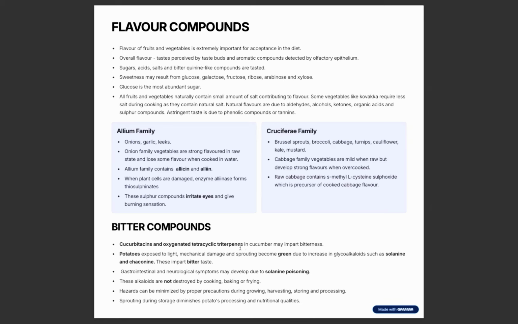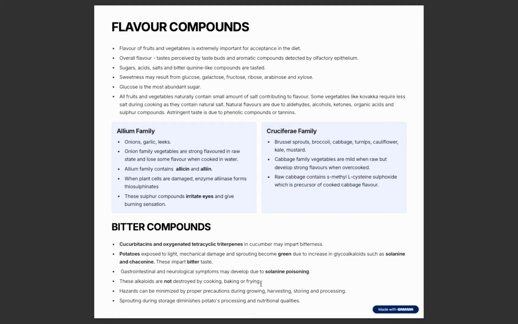In potatoes, when it is exposed to light or it has mechanical damage, and if the sprouting occurs, it becomes greenish color due to the increasing glycoalkaloid compounds such as solanine and chaconine. Okay, this causes bitter taste. ഈ സൊലാനിനൊക്കെ അതിൻ്റെ ഫാമിലി നെയിം തന്നെയാണ് കേട്ടോ, സൊലാനം ട്യൂബറോസം എന്നൊക്കെ പറയും ഇതിനൊക്കെ. ആൻഡ് ദിസ് സൊലാനിൻ കോമ്പൗണ്ട് കോസസ് ദി ബിറ്റർ ടേസ്റ്റ്. GI ഇഷ്യൂസും അതേപോലെ ന്യൂറോളജിക്കൽ സിംറ്റംസൊക്കെ ഈ സൊലാനിൻ പോയ്സണിങ് കൊണ്ടുവരാം.